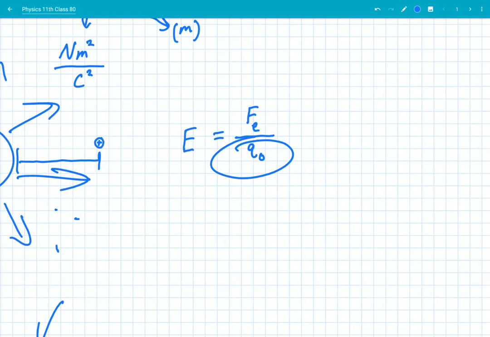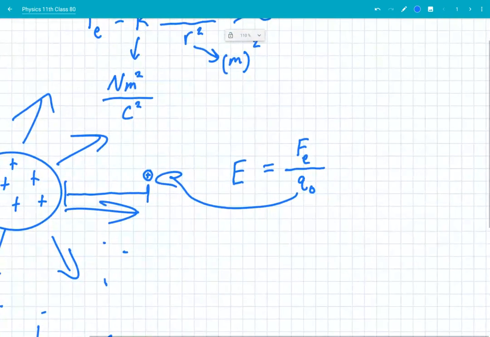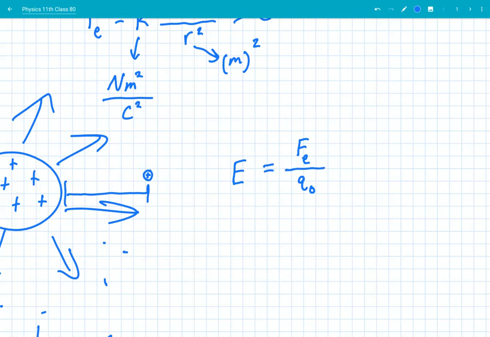Okay. Now, when I say Q sub 0, what I'm referring to is the charge of that little point that's in the electric field. Now remember, the charge of Q sub 0 is negligible. So we're going to assume that Q sub 0 is not actually exerting an electric field on the big charge, because if it does, it's going to get really messy, and we're not going to deal with that in this class.